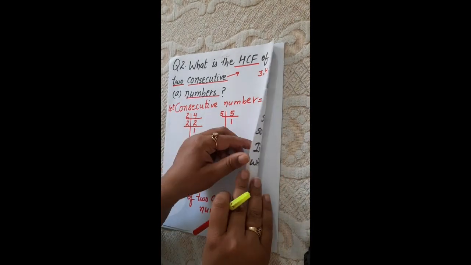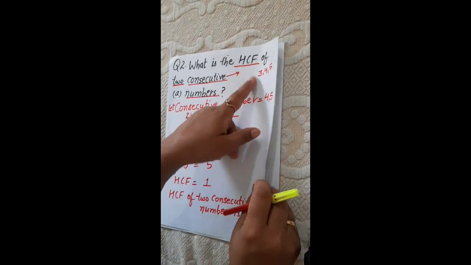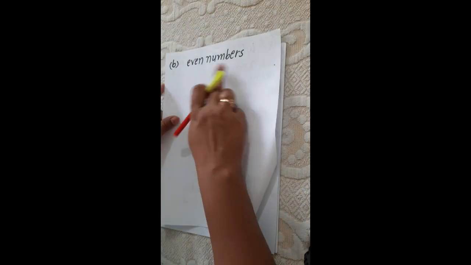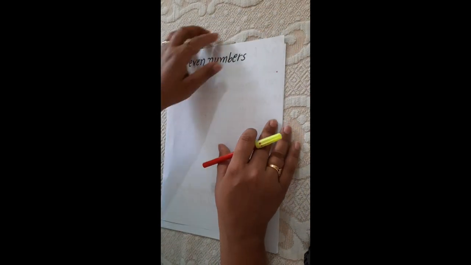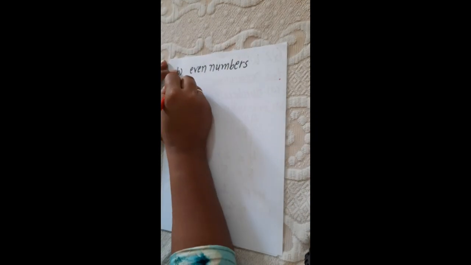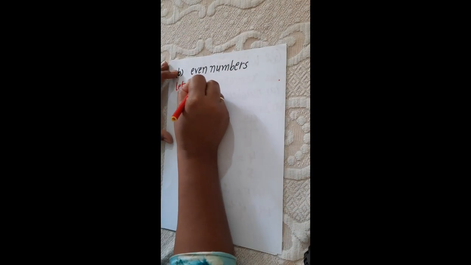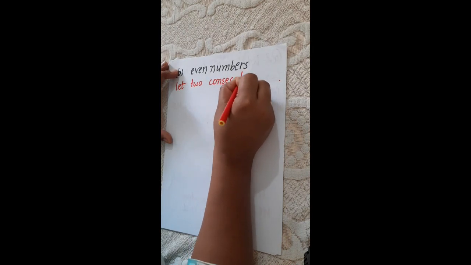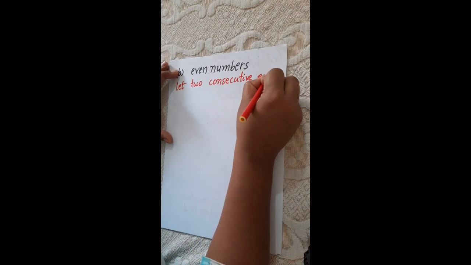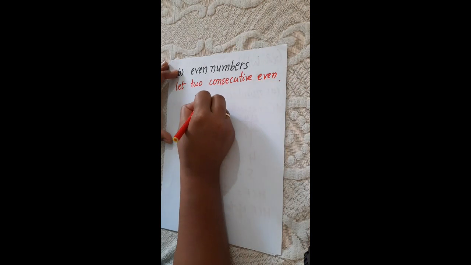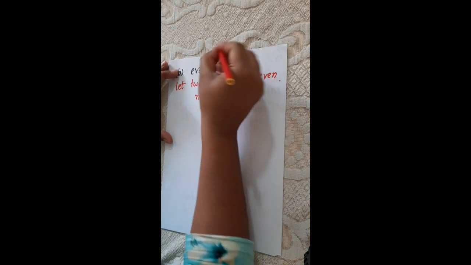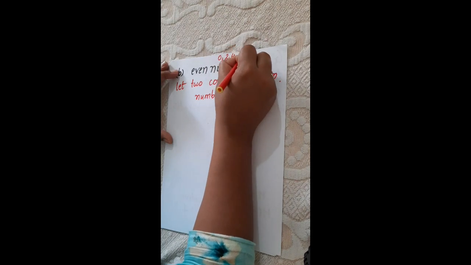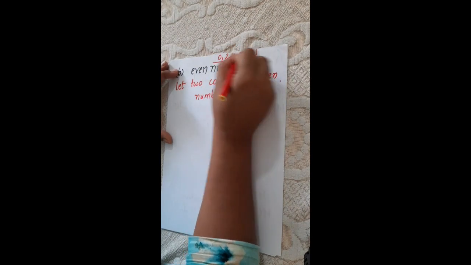The B part of question number 2: what is the HCF of two consecutive even numbers? Now, the consecutive even numbers. We know that the numbers ending with 0, 2, 4, 6 or 8 are the even numbers.